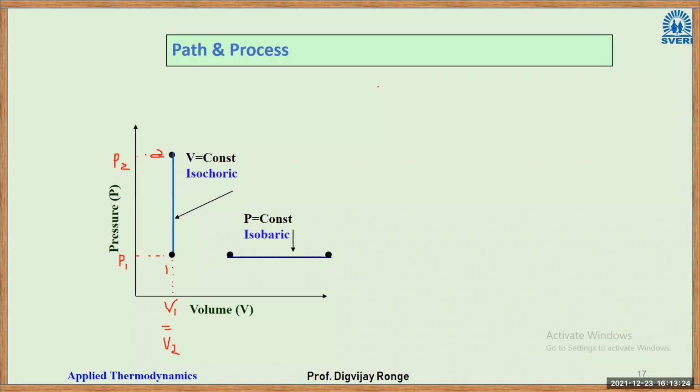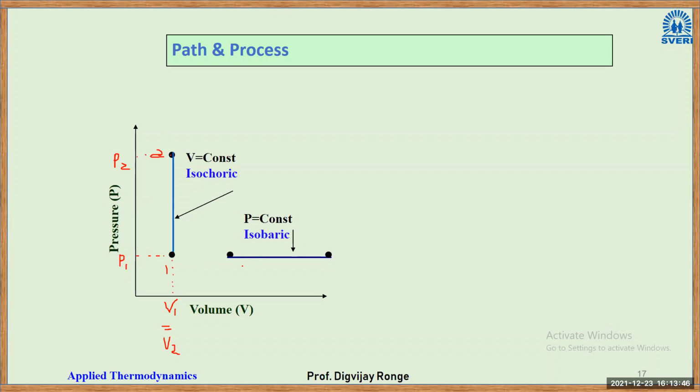Why does the pressure increase? Because there is no escape, or there is no scope of expansion for the gases. So as there is no expansion, automatically the pressure increases. So such processes are called isochoric processes. Isochoric processes means constant volume processes.